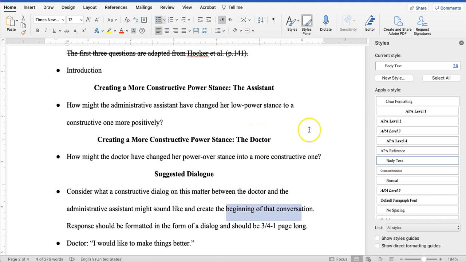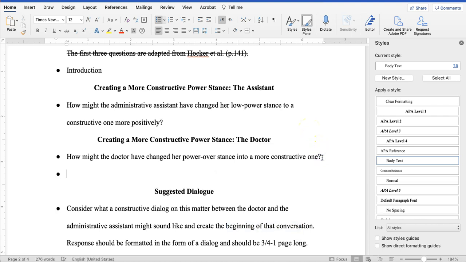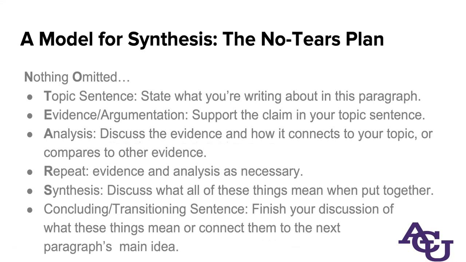Okay, now let's look at how you might respond to some of these problems. Let's take this one, for example. How might the doctor have changed her power over stance into a more constructive one? Now, if we go back to the no tiers plan, and if we look at the model here, we see our first thing should be a topic sentence. State what you're writing about. So this is where you refer to the case study. The case study has already been introduced in the introduction, according to the instructions given earlier. So state what you're writing about. Just a one or two sentence description of the specific part of the issue or situation that you're discussing here.